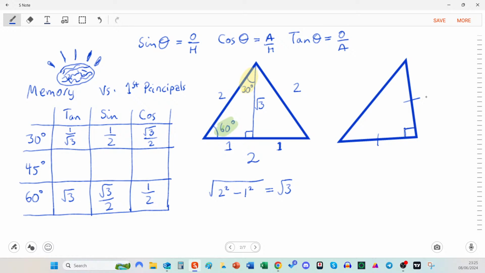So if we just arbitrarily say this is side 1 and this is side 1, because it doesn't matter what side it is, it's all going to be relative to each other, then we can use Pythagoras. 1 squared plus 1 squared, square root, equals root 2, to find all of the sides of this triangle.